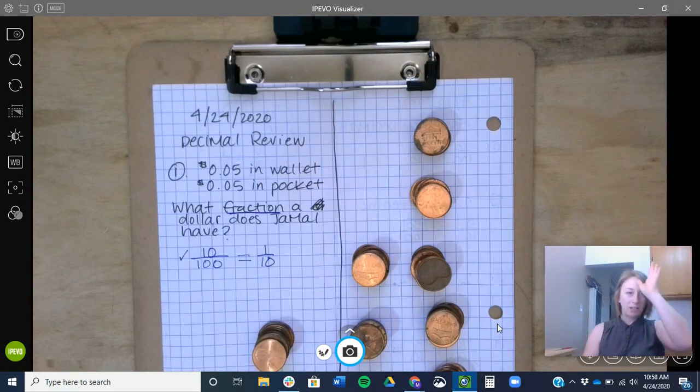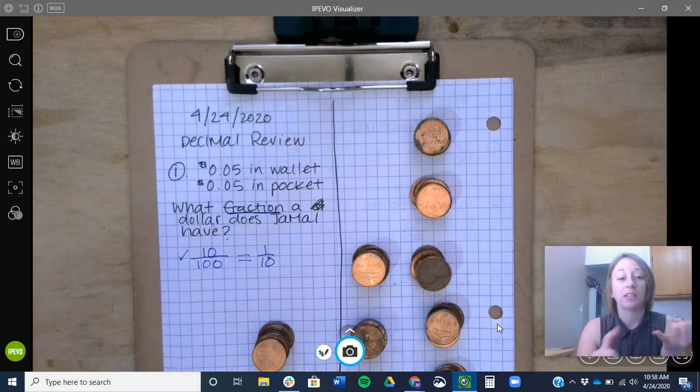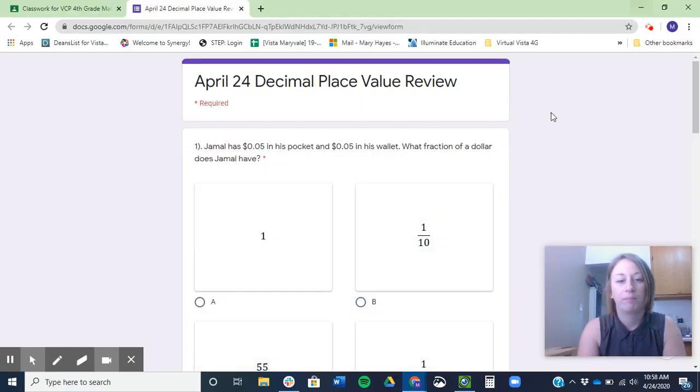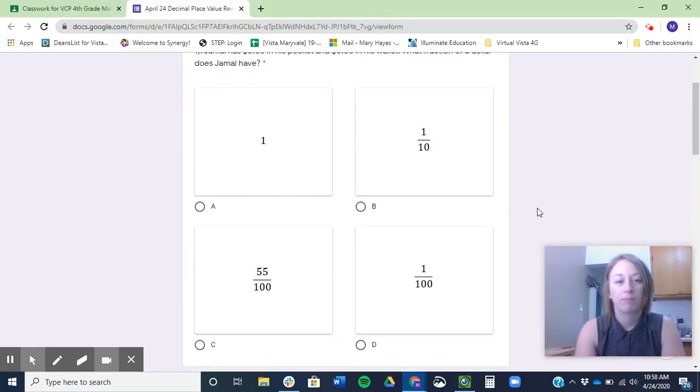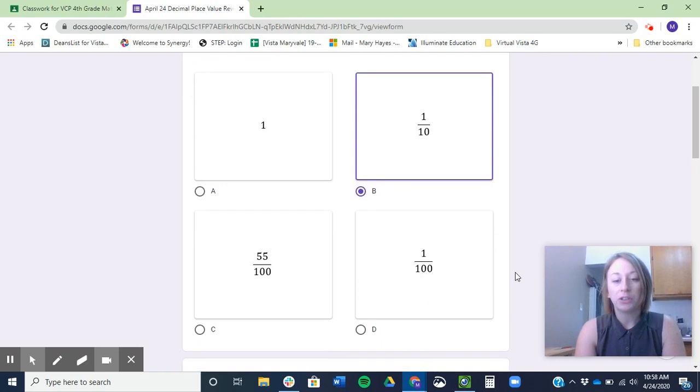So now let's go ahead and look back in our answer choices to find either 10/100ths or 1/10. Looks like that's choice B. Choice B shows 1/10. Don't get tricked on letter D, which shows 1/100th. That would be 1 penny out of 100 pennies to make one whole dollar. And we know Jamal has 10 cents altogether.